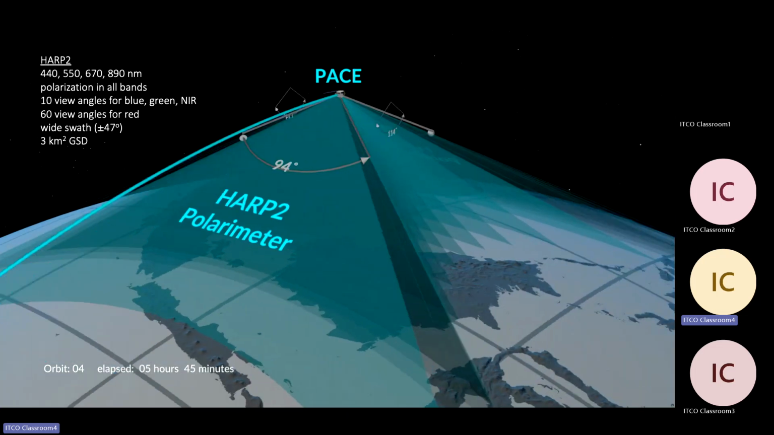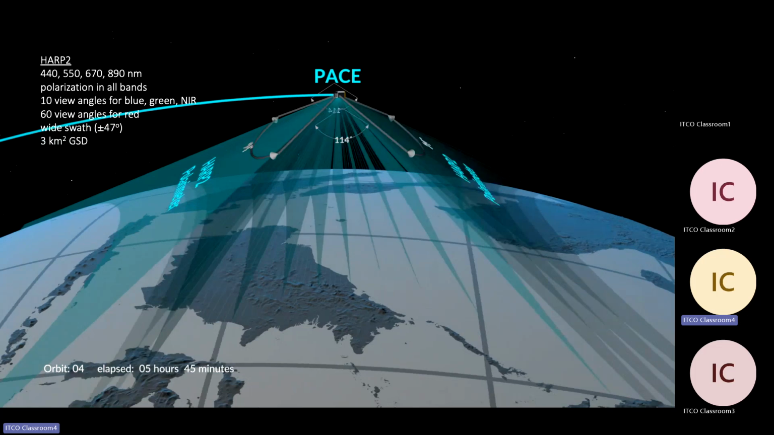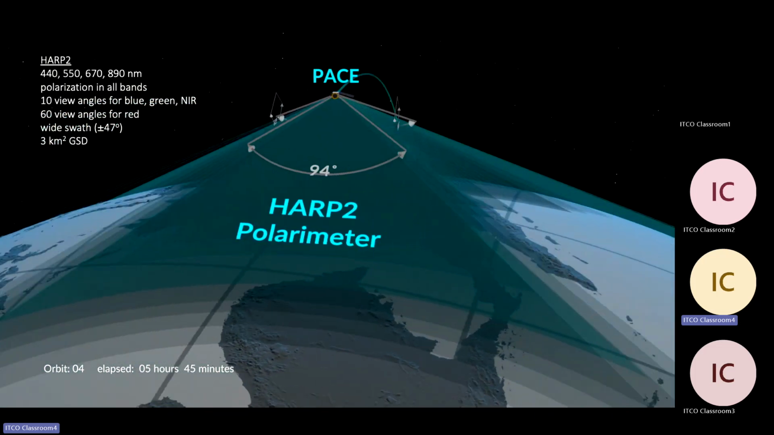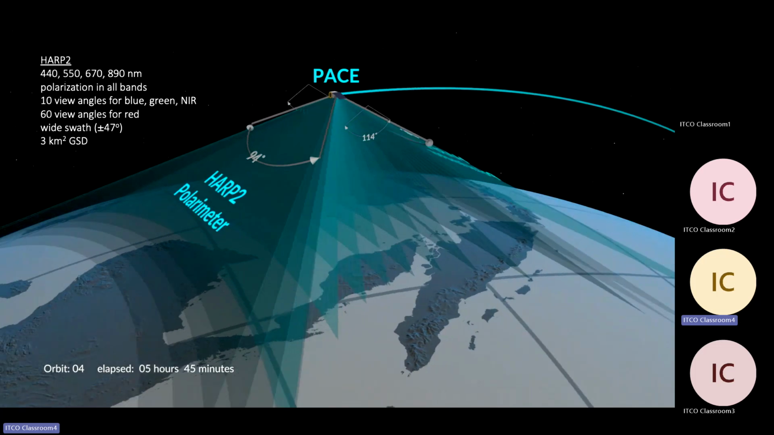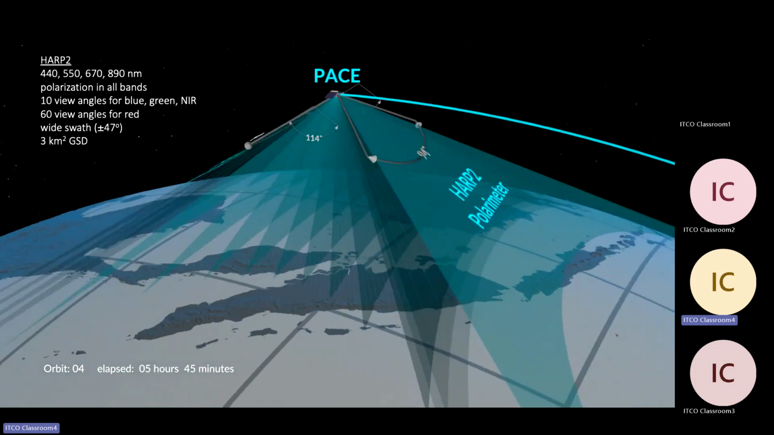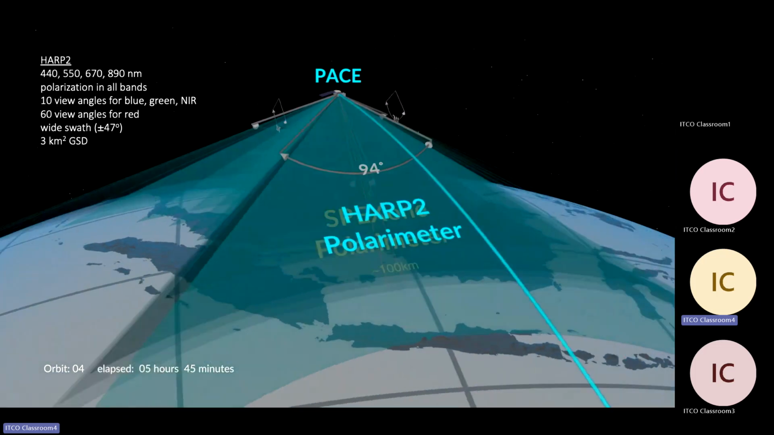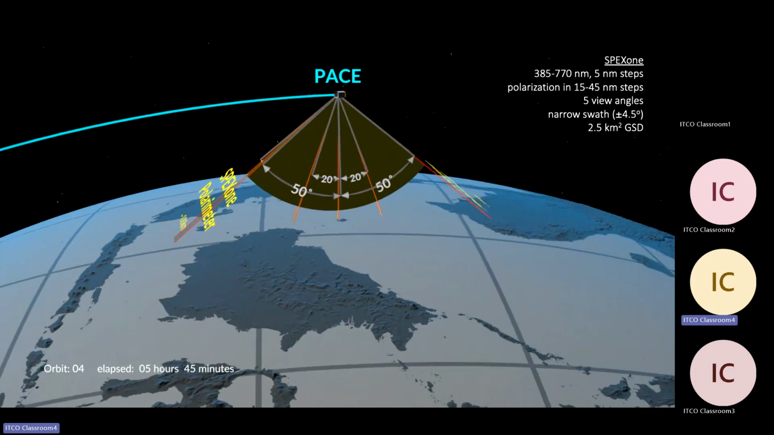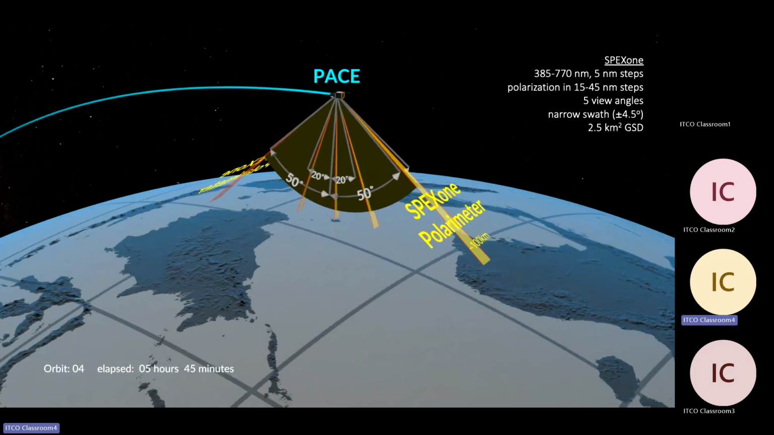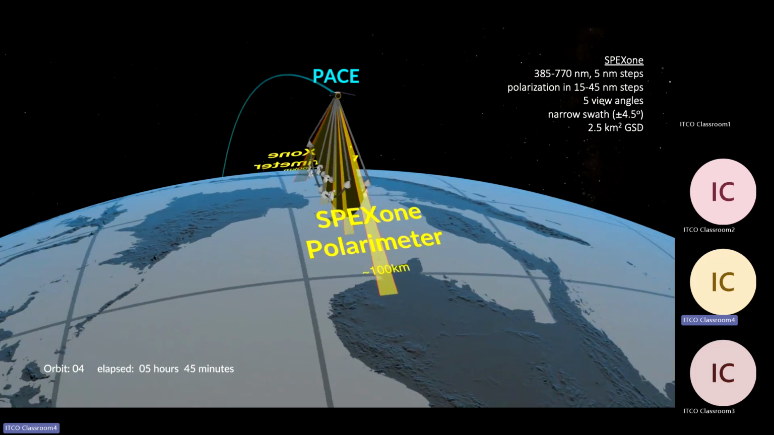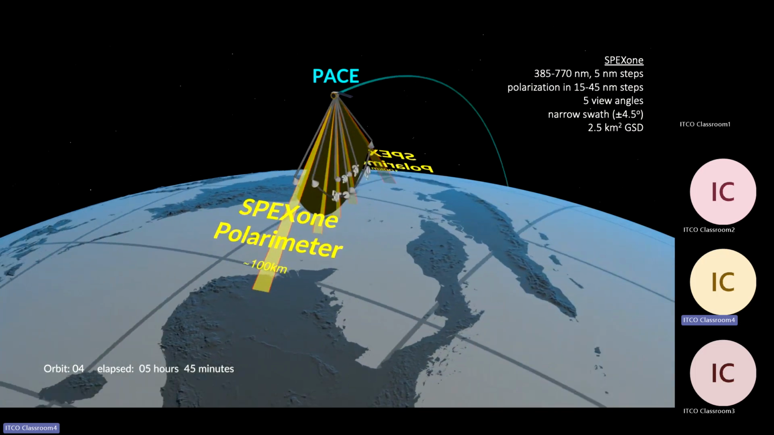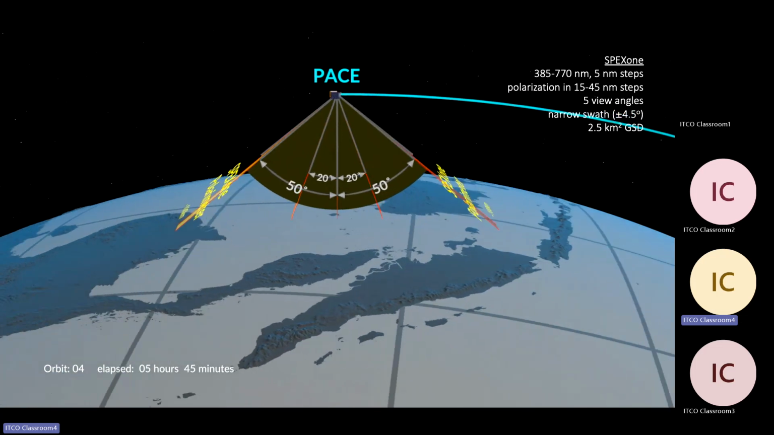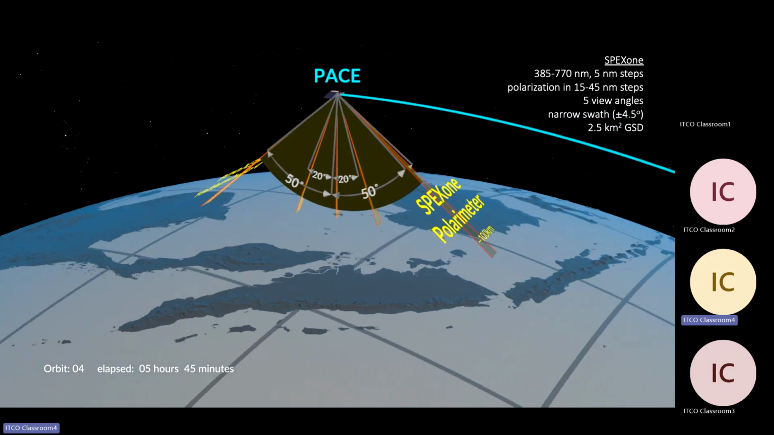Then we have HARP2, the hyperspectral angle polarimeter, and you can see that gives you an idea of the view angles and the swath width. It matches very closely to PACE, but the pixel size is a bit coarser. And then SPEXone, you can see it's a very, very narrow swath width, but it's hyperspectral, and there's a lot of data coming down with 5 view angles, and its pixel size is closer to PACE at 2.5 kilometers.